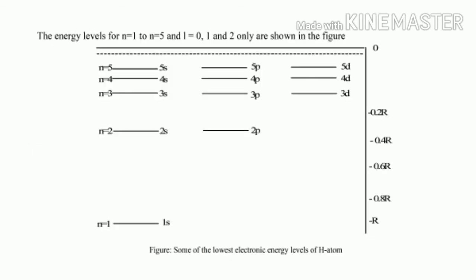The energy levels for n is equal to 1 to n is equal to 5 and L is equal to 0, 1 and 2 only are sketched in this figure. So here you can see that the energies of the 2s and 2p orbitals are same. That means these are degenerate. Similarly 3s, 3p, 3d or 4s, 4p, 4d or 5s, 5p and 5d are also degenerate. That means their energies are same. Okay, so this figure represents some of the lowest electronic energy levels of the hydrogen atom.